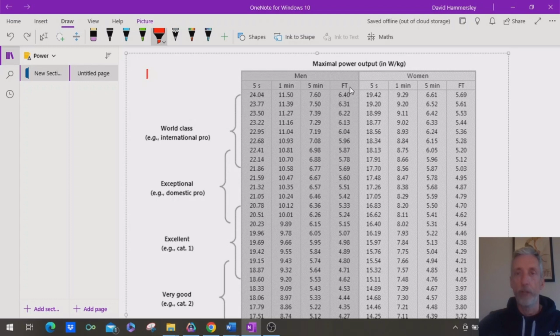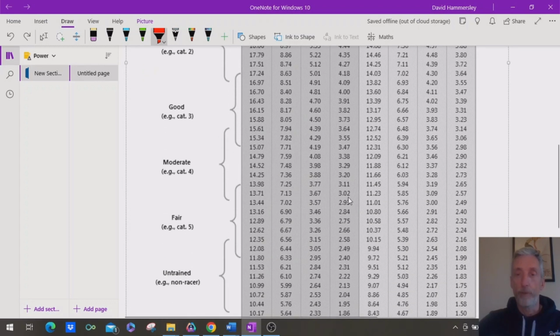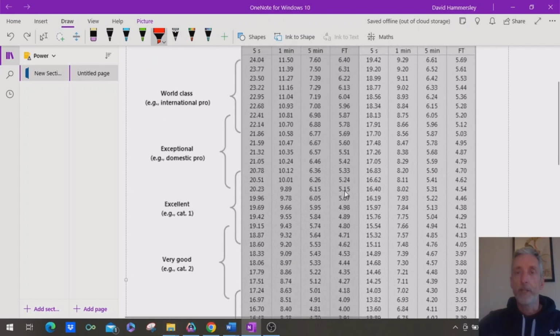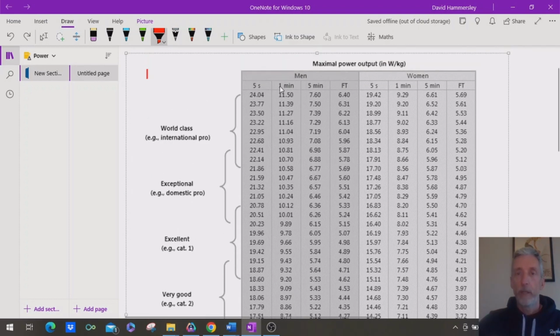So for example, if you have an FTP of 300 and your weight is 100 kilos, 300 divided by 100 would give you 3, which would be here. Okay, so for each time scale, you can work out your power to weight ratio. We'll have a look at that in a minute.